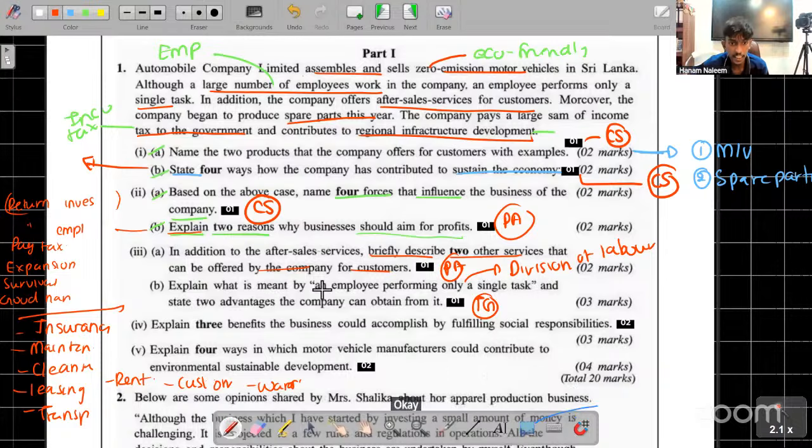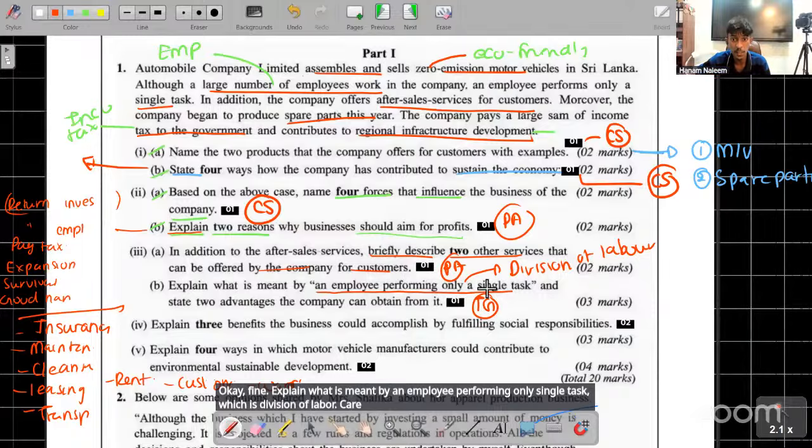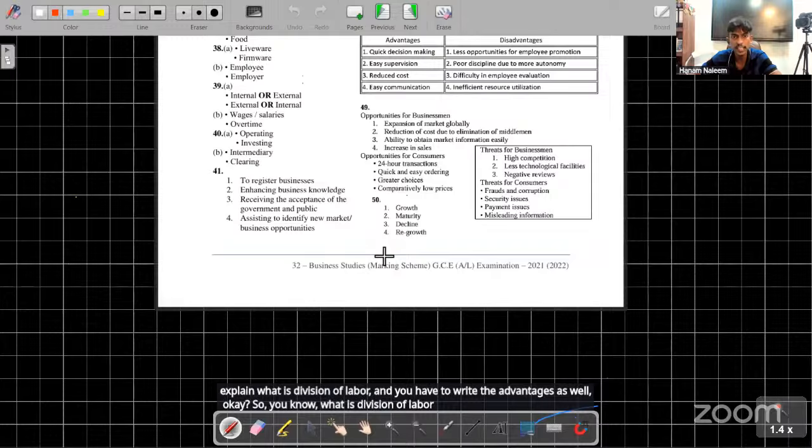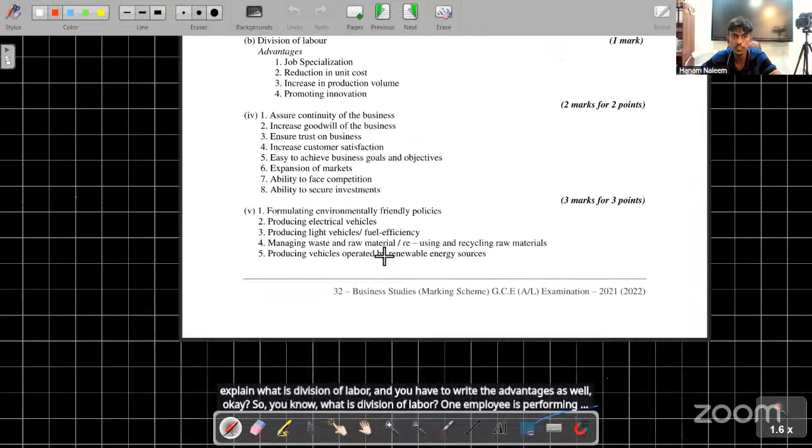Okay, fine. Explain what is meant by an employee performing only a single task, which is division of labor. Careful, they're asking two questions. You have to explain what is division of labor and you have to write the advantages as well. So you know what is division of labor? One employee is performing only one task. And what are the advantages of division of labor?